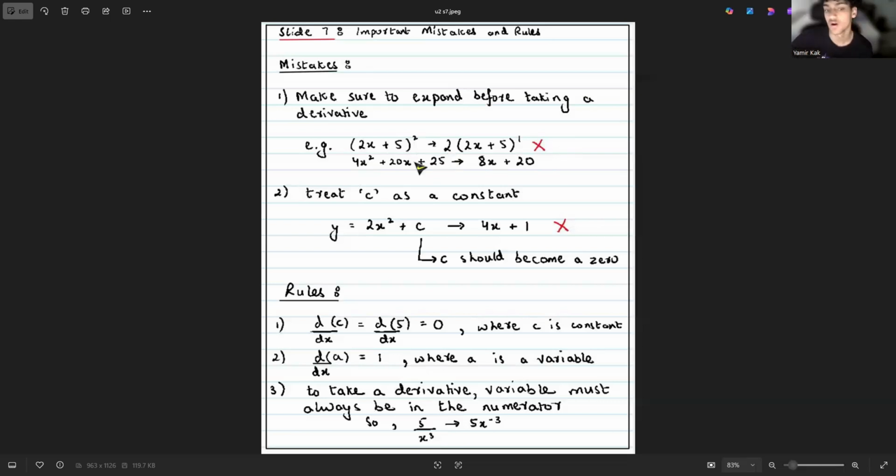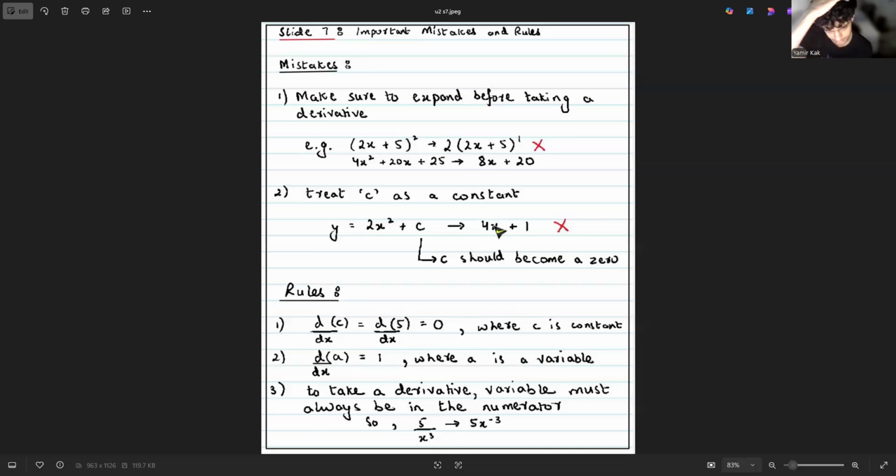And then when we treat c as a constant, y equals 2x squared plus c. If we're treating it as a constant, then it would become 0. We should always remember that. It would become just 4x plus 1, right? And that's also pretty simple to remember, because you can't just pretend c is a variable.